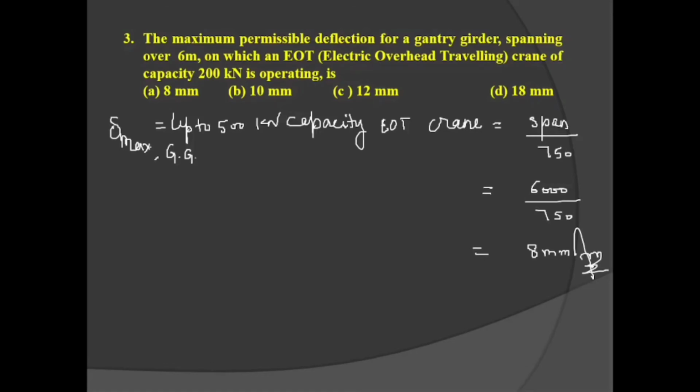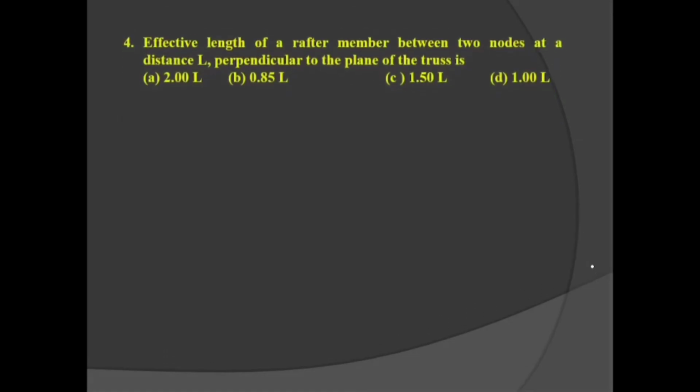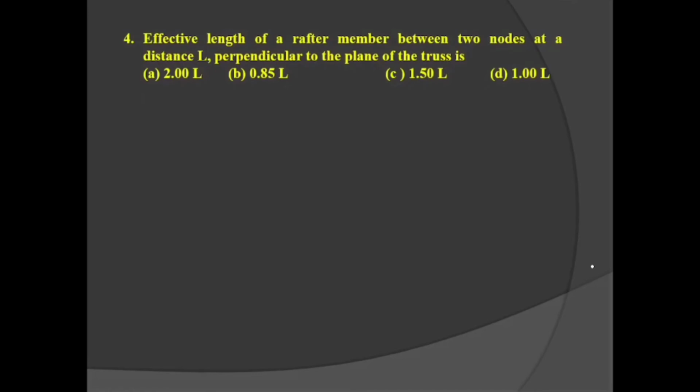So my dear students, question number 4 is the effective length of a rafter between two nodes at a distance perpendicular to the plane of truss. So when it is perpendicular to the plane of trusses, then the effective length becomes equal to 0.85 L. These concepts I had discussed with you people during our theoretical portion very clearly. That's why I have marked the answers directly.